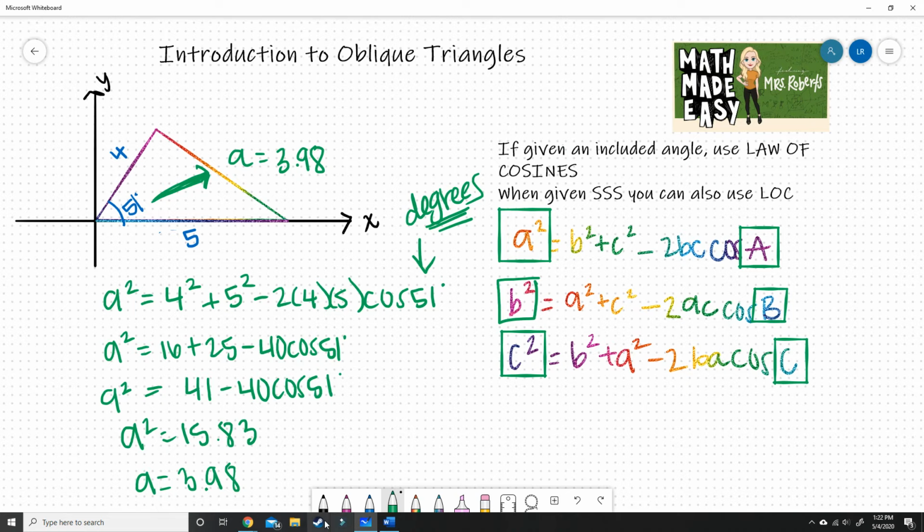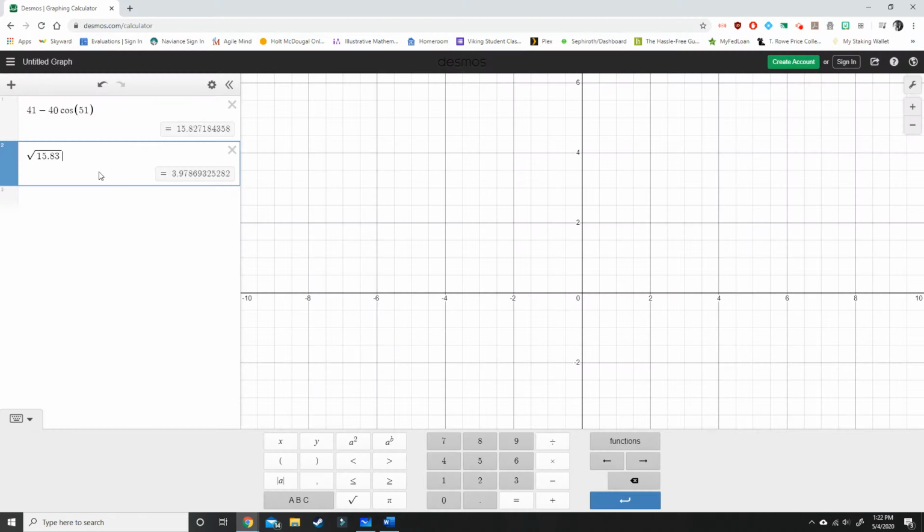Now, for those of you that don't like to simplify first, of course, you could just plug this in. You could say 4 squared plus 5 squared minus 2 times 4 times 5 times cosine of 51. And you're going to get the same thing, and then you just take the square root of that.